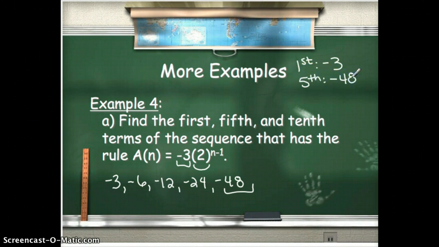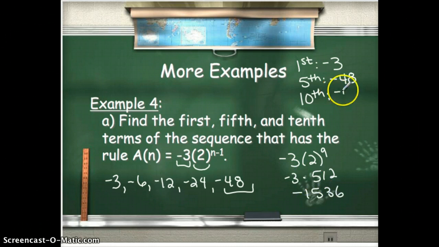Okay. And then my 10th term, this time I'm going to actually plug it into my formula. So I'm going to do negative 3 times 2 to the 10 minus 1, which is going to be 9. So I'll probably want my calculator. Okay, so 2 to the 9th is 512. And when I multiply that by negative 3, I get negative 1,536. So that would be the 10th term. So you see it grows very fast.